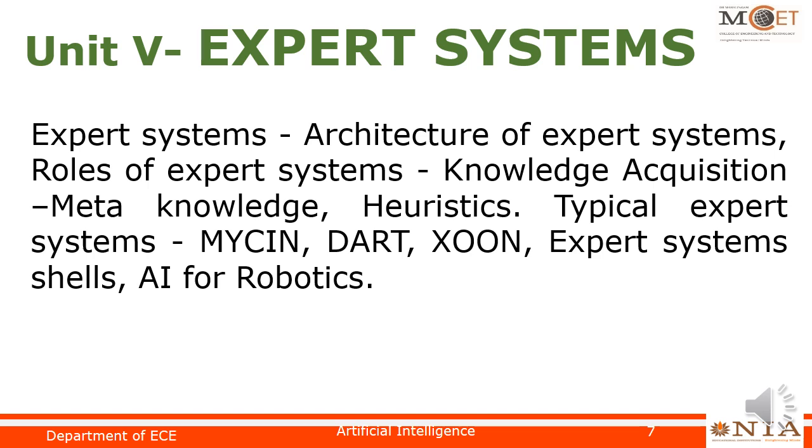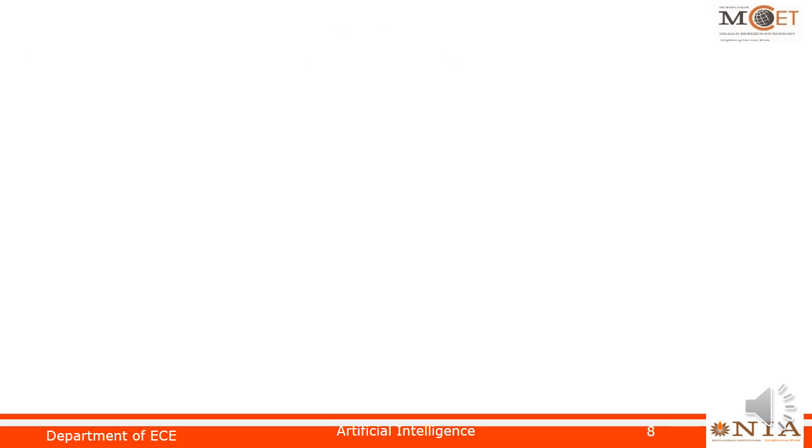So unit 5 mainly discusses the expert system model, who all the members of the team involved in the development of an expert system are, and expert system tools like MYCIN, DART, XCON, and expert system shells. And also we are going to discuss AI for robotics.